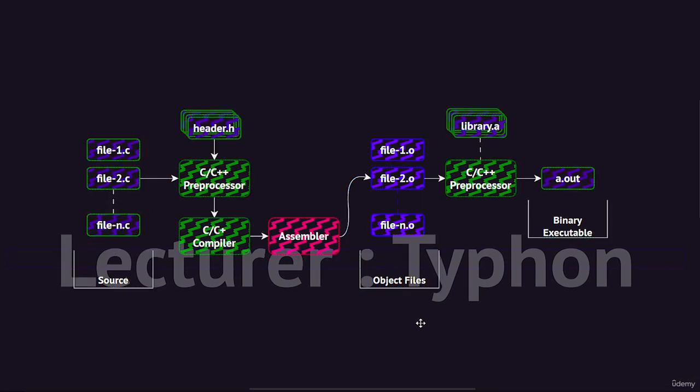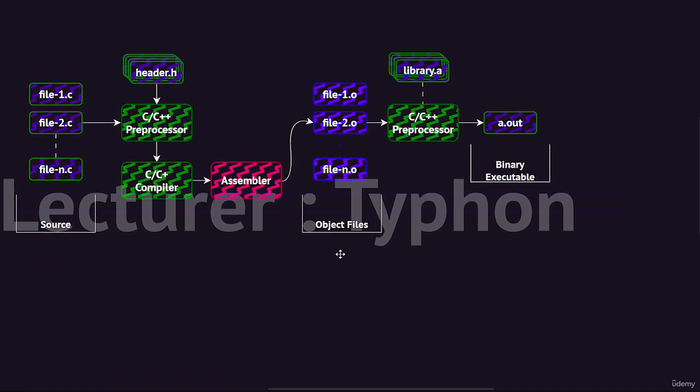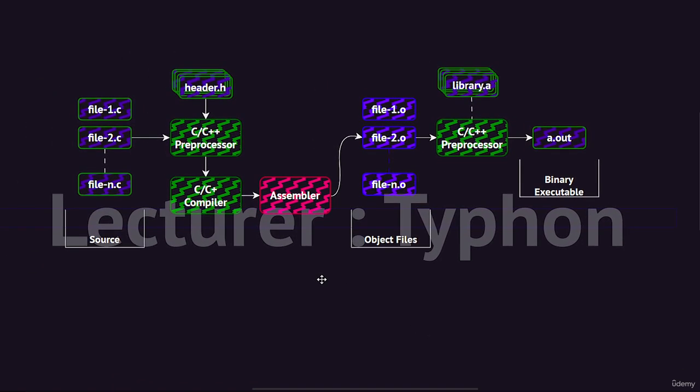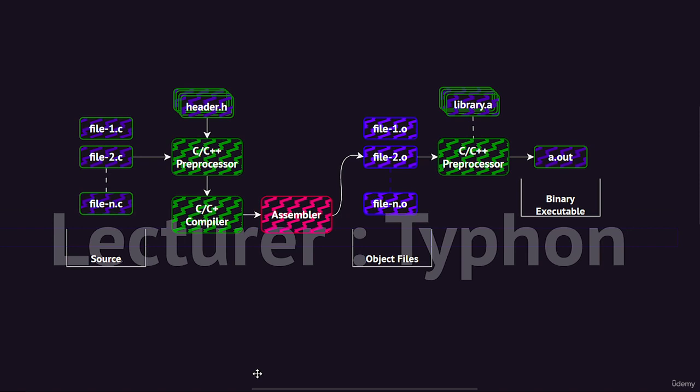The production of binaries involves a process called compilation, which translates human-readable source code such as C or C++ into machine code executable by the processor. Here I drew a diagram, and this illustrates an overview of the steps typically involved in the compilation process for C code or C++ code.